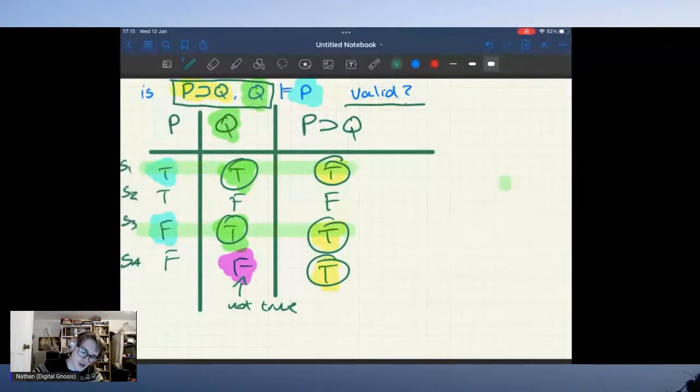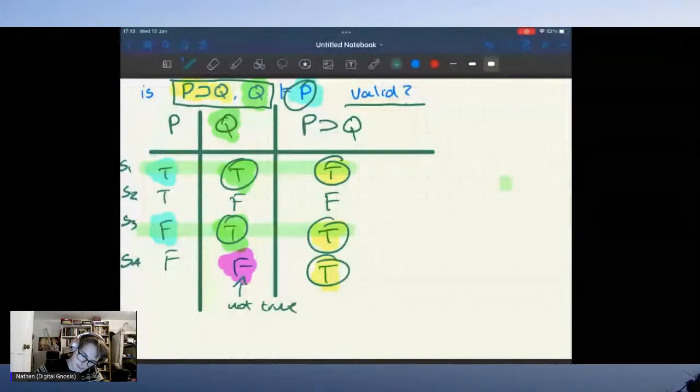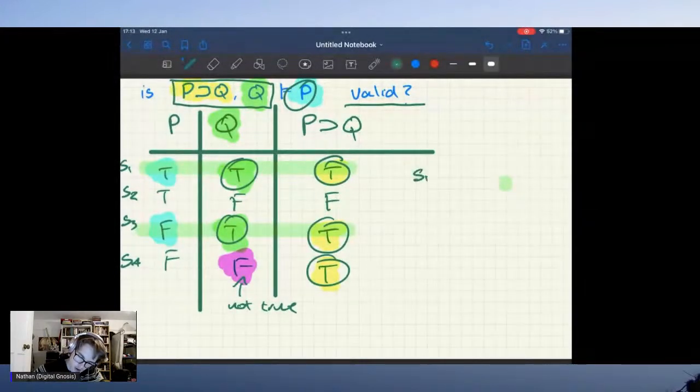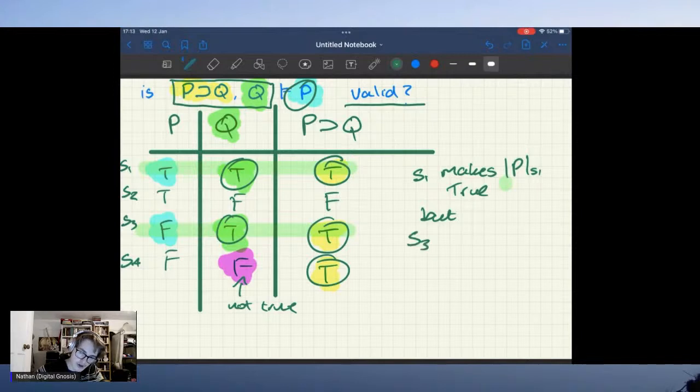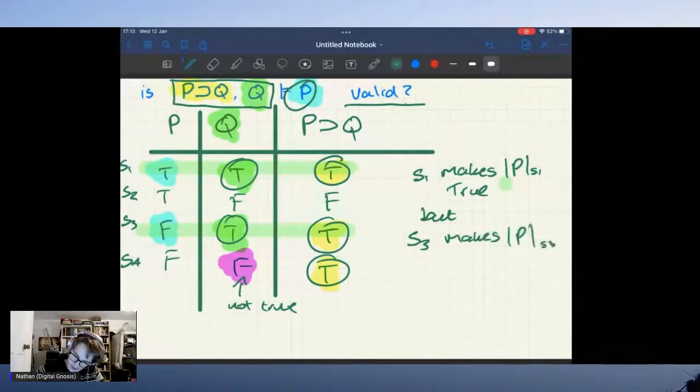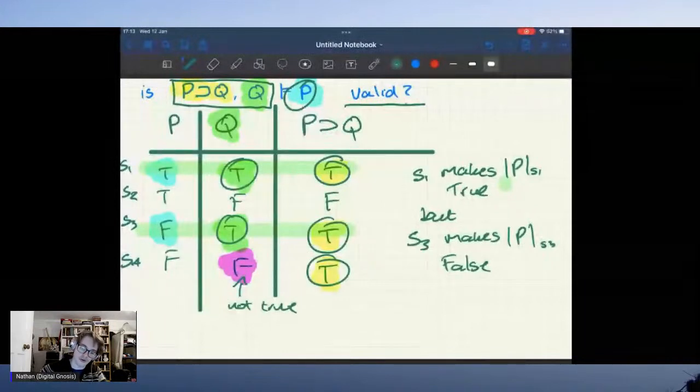The truth of the premises does not guarantee the truth of the conclusion, because our conclusion in S1 makes P true, but our third structure, which is also a valid structure with true premises, makes it false. And in a valid inference, we want to preserve truth. We move from true premises to true conclusions.